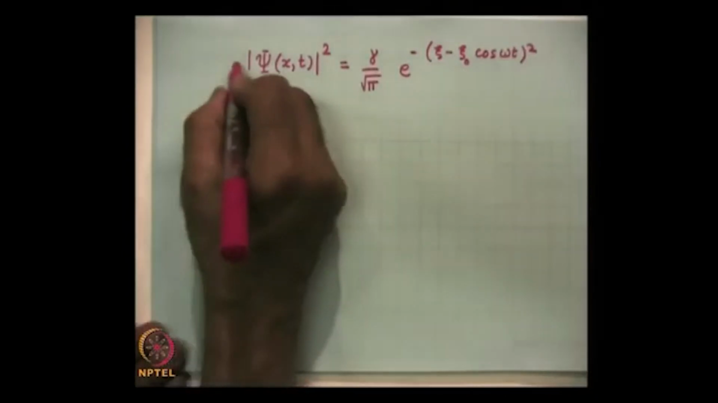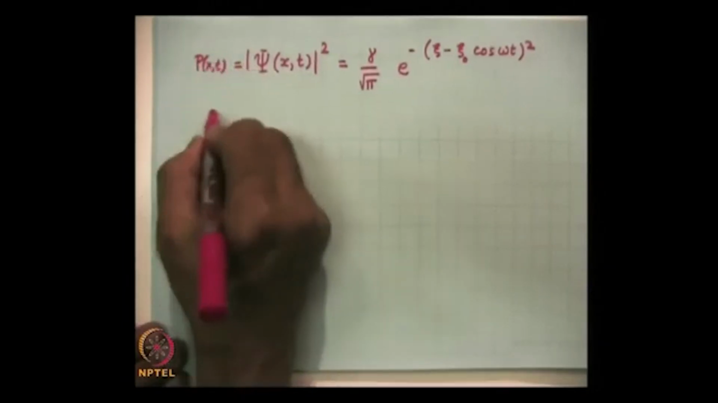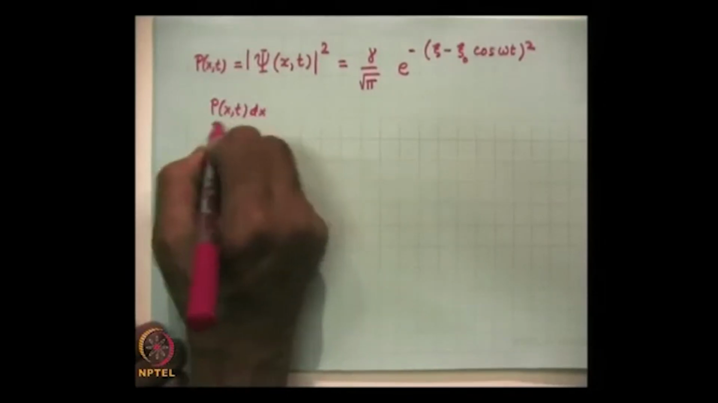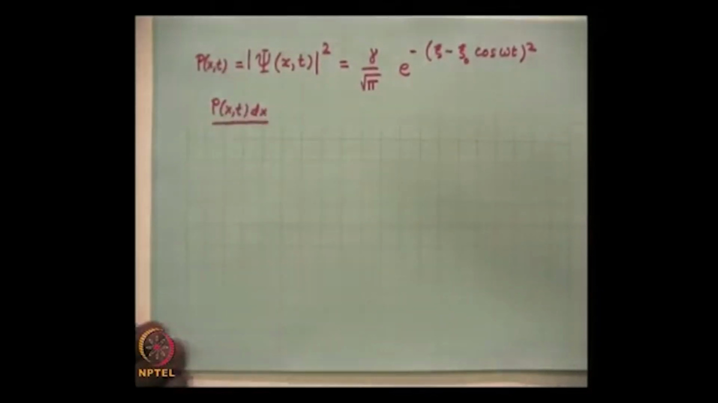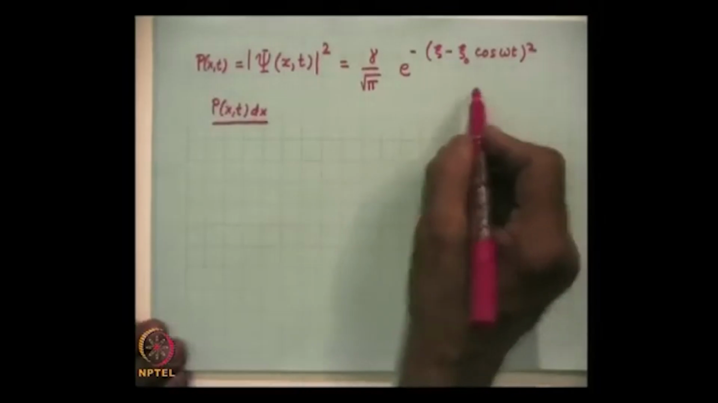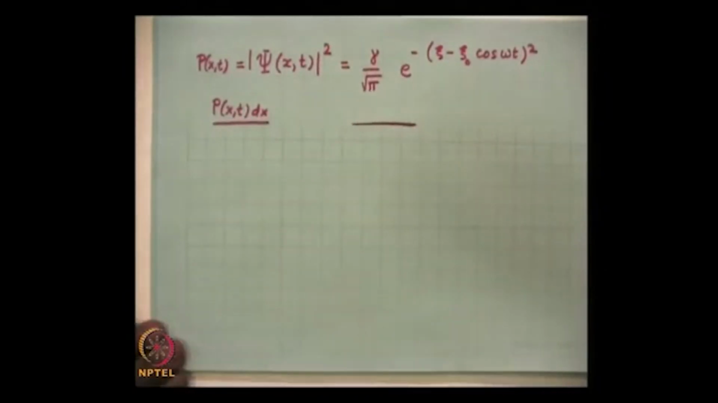So, this is the probability distribution. P of x comma t dx represents the probability of finding the particle between x and x plus dx. So, that probability distribution function is actually oscillating with time, and I will show this to you in a moment graphically.